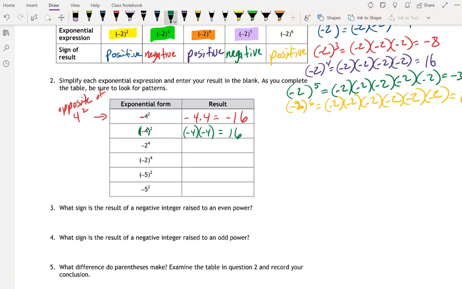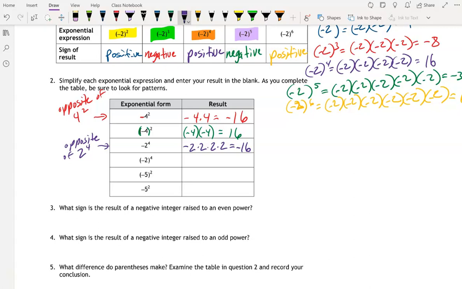Okay? Now, the third one down, you can see there are no parentheses. And so when there are no parentheses, that means that we are looking at the opposite of 2 to the 4th power. So that's the opposite of 2 times 2 times 2 times 2. 2 times 2 is 4, times 2 is 8, times 2 is 16. The opposite of 16 is -16. So there you can see, without those parentheses, it's kind of a big deal.